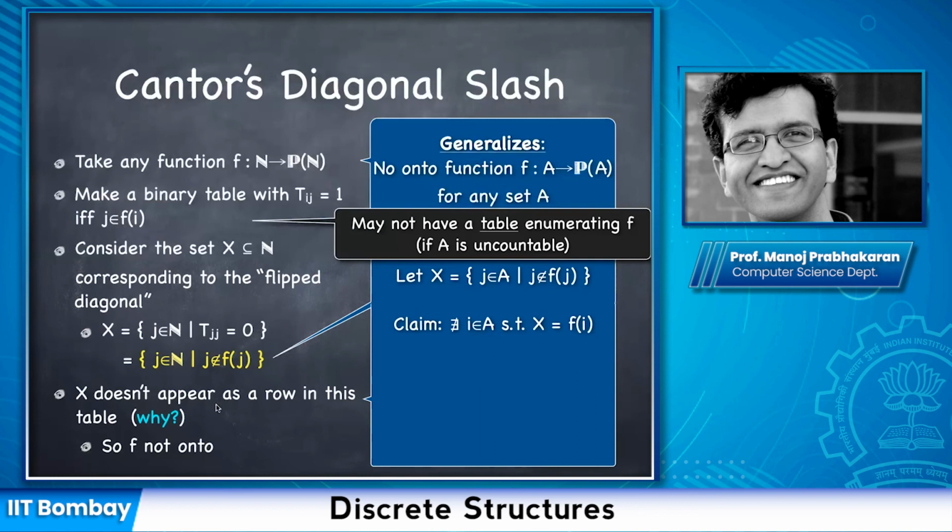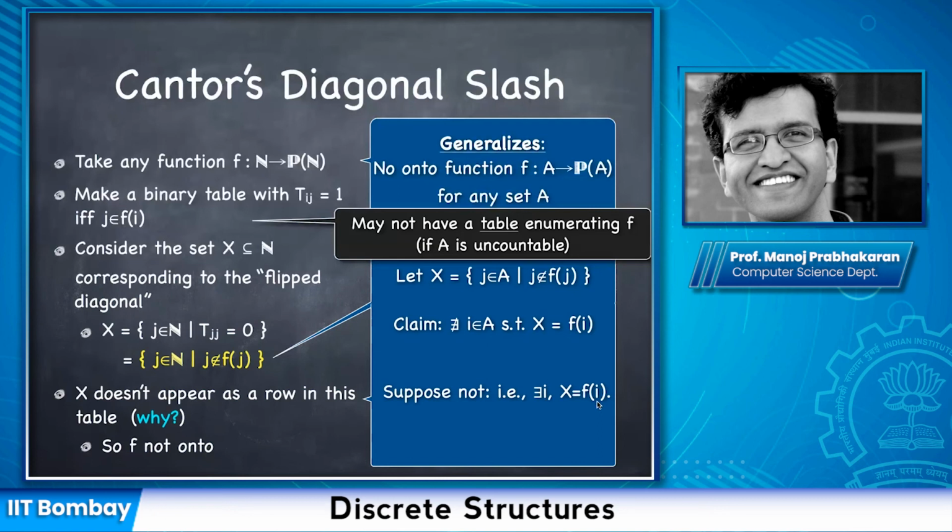So just like here, we did it by contradiction, right? We got a contradiction by looking at the diagonal element, and it differed. f of i and X differed in the diagonal element. So here, again, we'll prove by contradiction. Suppose, for the sake of contradiction, there is an i such that X equals f of i.